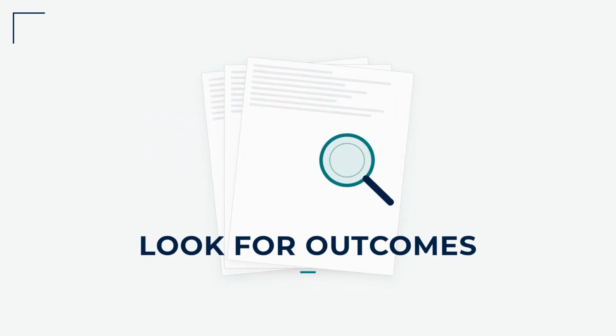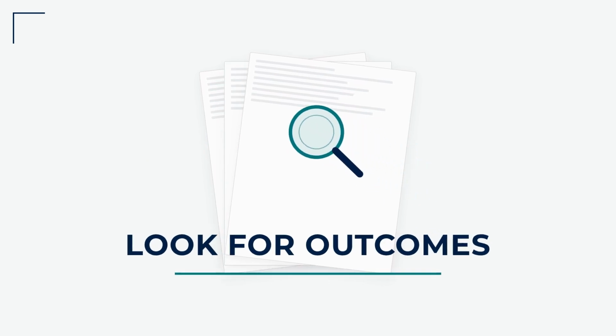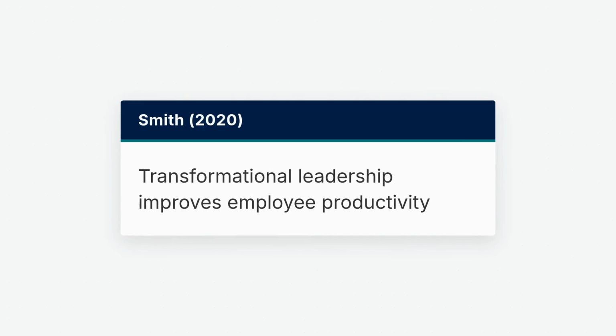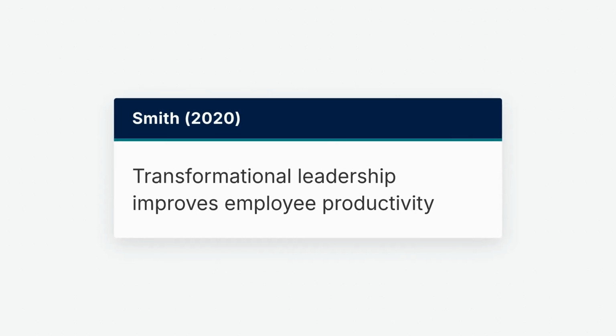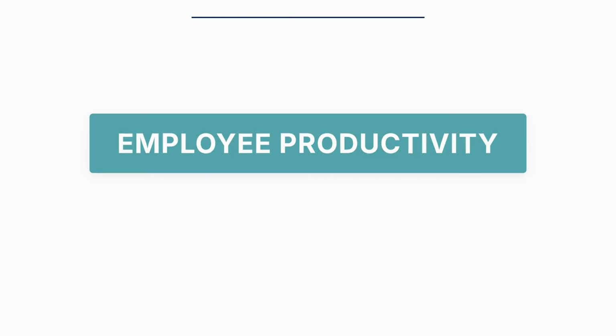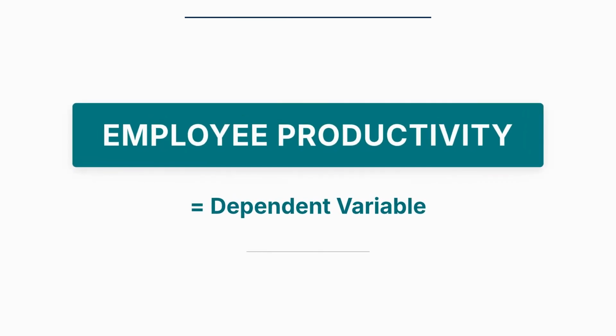To identify it in the literature review, look for studies that describe outcomes related to your topic. For instance, Smith, 2020, found that transformational leadership significantly improves employee productivity. Here, employee productivity is the dependent variable.